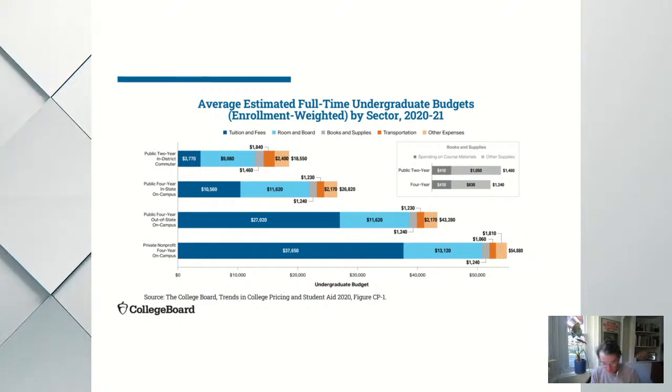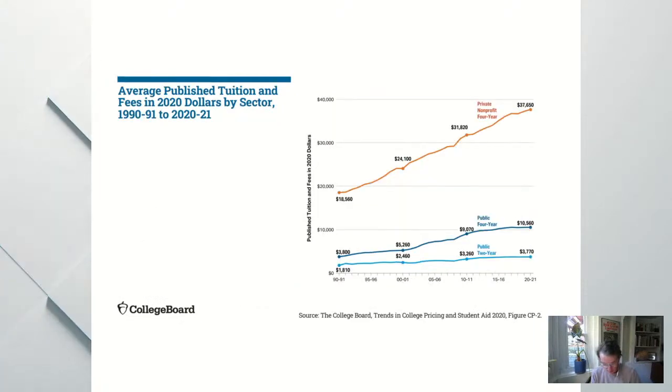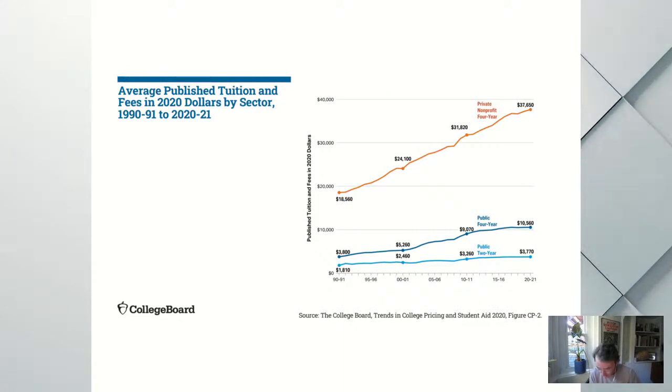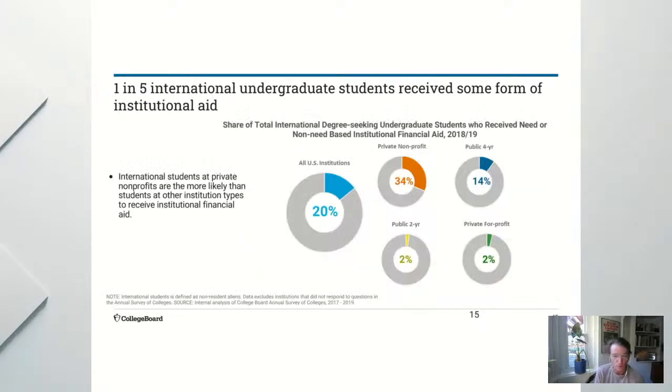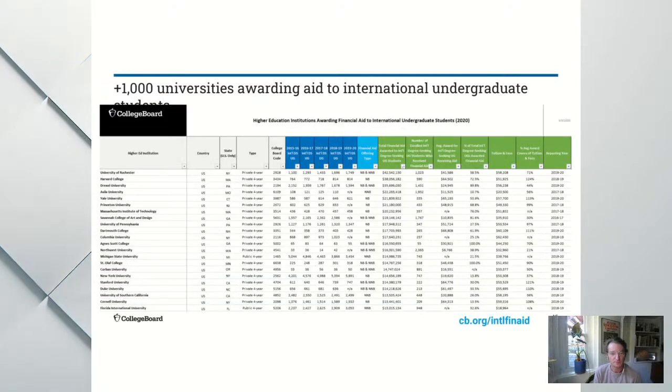So let's see. I'm going to skip a couple slides here. I want to skip down to number 16, Alexandra, the one that starts with plus 1,000 universities awarding aid. I'm going to skip all this stuff.